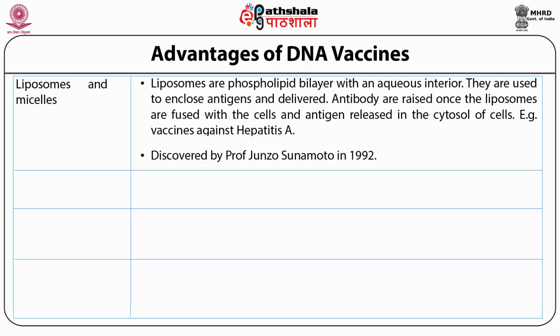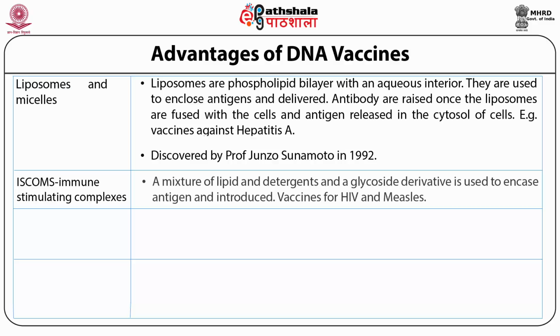The next strategy is known as ISCOMs, the immune stimulating complexes. This is basically a mixture of lipid, detergents and a glycoside derivative which is used to encase the antigen and introduce it into the host. Vaccines for HIV and measles are being considered with this particular strategy.